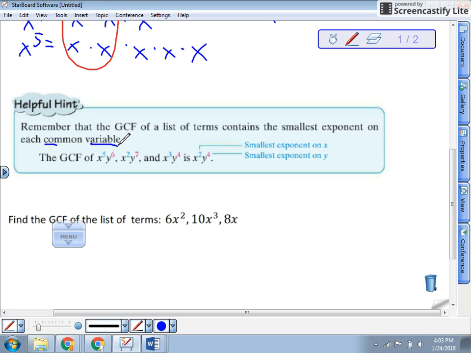So there may be more than one common variable. In this case, we've got x to the 5th, x to the 2nd, x to the 3rd, but then we also have y to the 6th, y to the 7th, y to the 4th. So our answer would be right here. It would be x squared y to the 4th because the smallest x exponent would be 2 and the smallest y exponent would be 4. So that's how those work. Be aware of those in the homework.